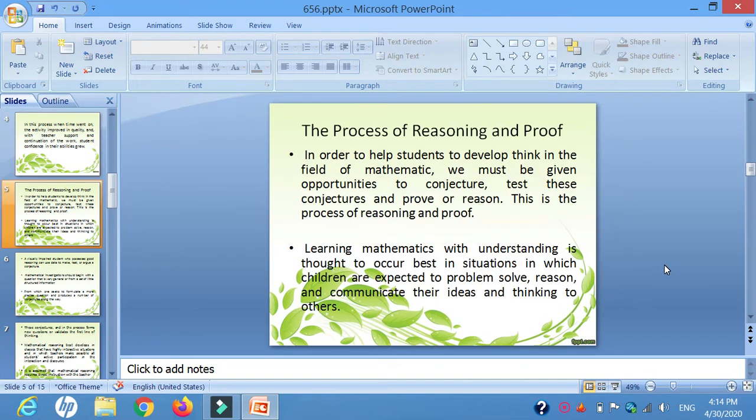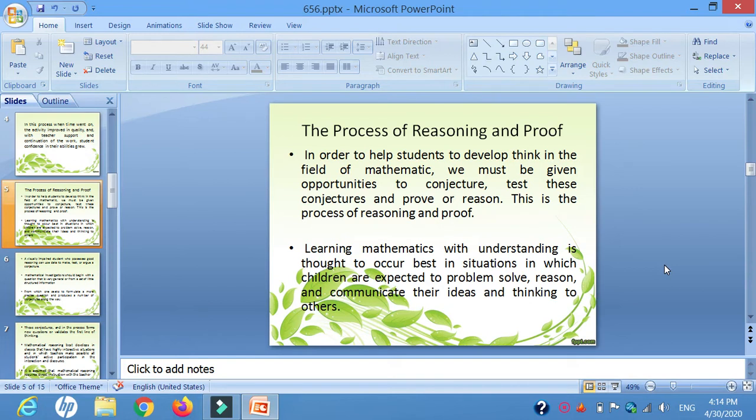Second process is the process of reasoning and proof. In order to help students develop thinking in the field of mathematics, they must be given opportunities to make conjectures, test these conjectures and prove or reason. This is the process of reasoning and proof.